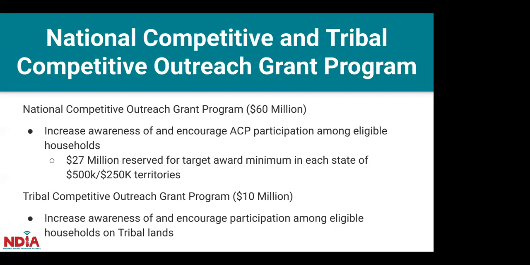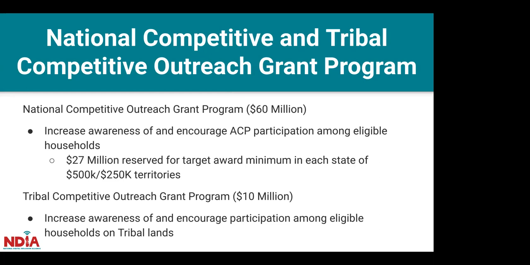Okay, in the federal government, we call a lot of things programs. So I said the Affordable Connectivity Outreach Grant Program, and then we have the National Competitive and Tribal Competitive Outreach Grant Program. You can think of them as sub-programs of the outreach program, and this is where the bulk of the outreach funding is. So there's the National Competitive Outreach Grant Program, again intended to increase awareness and encourage participation in ACP. This is just a quick snapshot of the funding breakdown. It's important to the FCC that some of the grants are dispersed among all of the states where grantees apply.